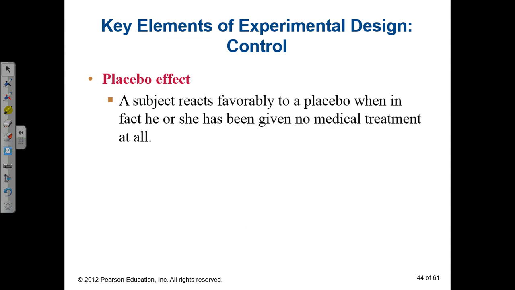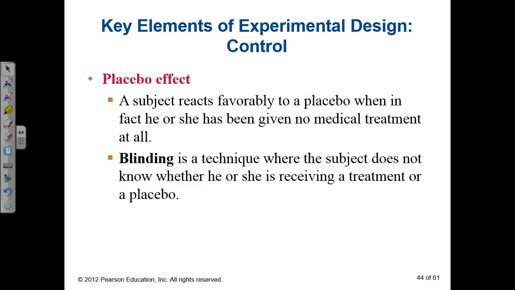The placebo effect. Often people who are told that there is a magical pill get better. That's sometimes known as the Dumbo effect, right? Dumbo couldn't really fly, but he thought the feather made him fly, so he could fly. So some subjects often react favorably to a placebo, even though they were really given no medical treatment. That's why the control group is often given some kind of sugar pill.